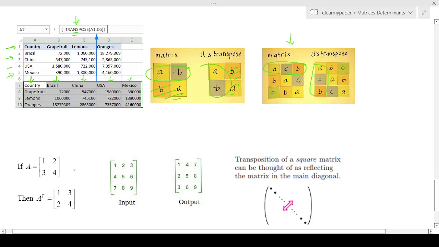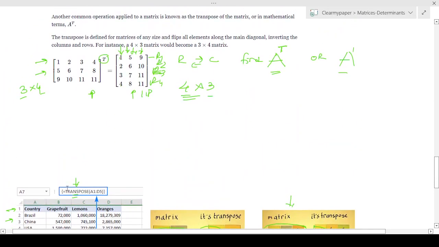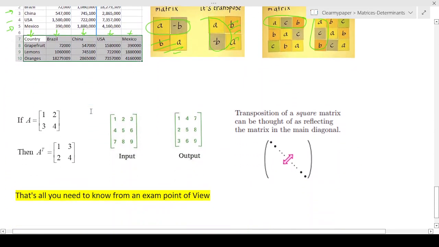And here are the same examples with numbers, and in this case I've taken a square matrix. Transpose of a matrix could be for a square matrix or for a rectangular matrix. For example, over here, it was a rectangular matrix where the rows and columns were not the same. It could happen. And in this case it's a square matrix.